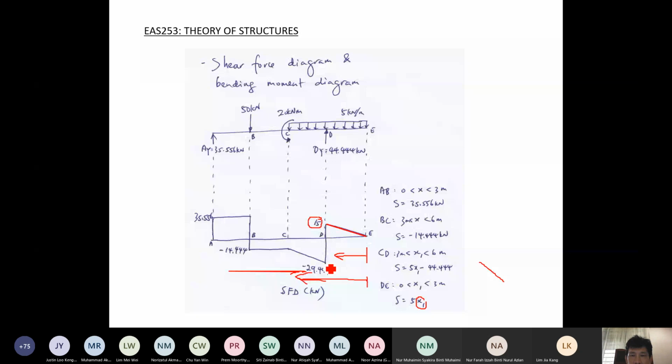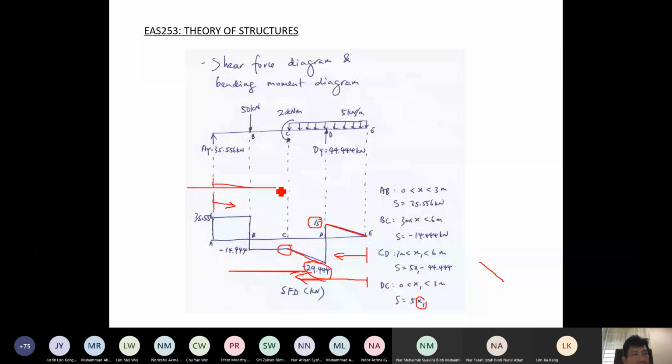The previous one, x1 is equal to 3 is for this value. X1 is equal to 6 is for this value. Connect them, then you get this part here. For this part, the x starts from here. A to B, and for B to C also, x starts from there. So this completes the shear force diagram.